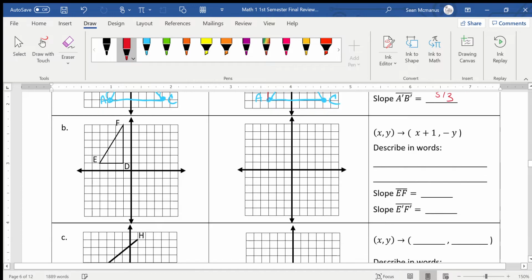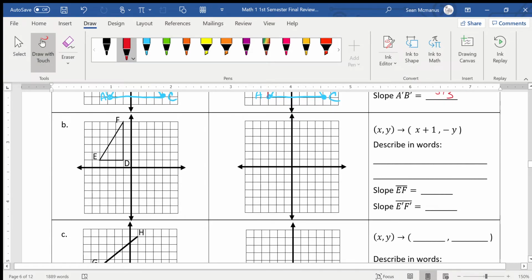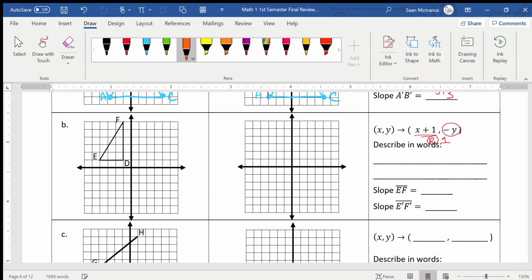All right, so part B, here it gives me the rule, so it actually tells me what happened. These are a little bit different than how we learned them, but that's okay. So x plus 1, that means it's going to go to the right 1. And this part right here, negative y, if y goes to negative y, that actually meant I reflected. Whichever axis you reflect across, that variable stays the same, and the other one flips. So if the y went from y to negative y, that means I reflected across the x-axis.